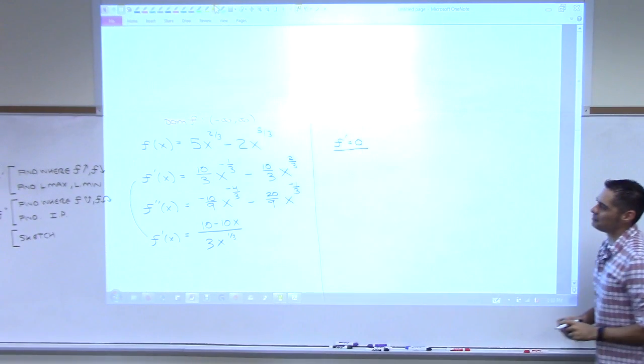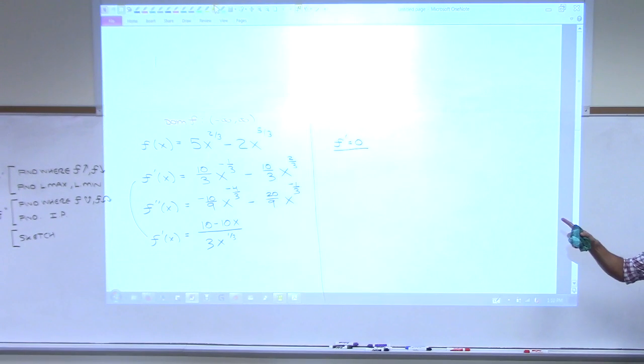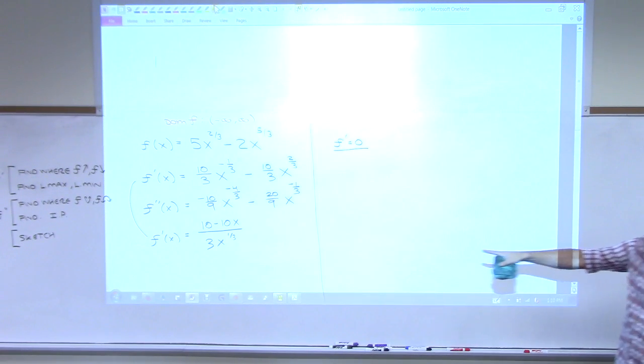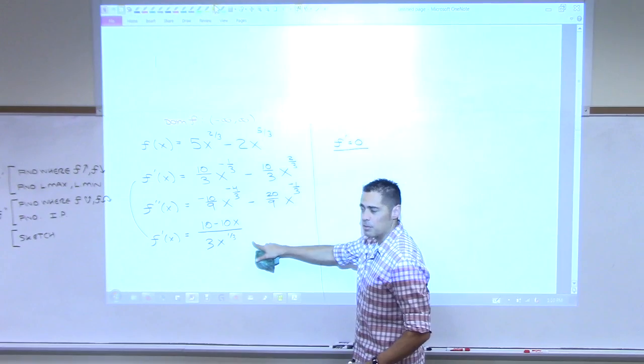All right, so I'm going to set the first derivative equal to 0. Because it's a fraction, I only have to set the top equal to 0.